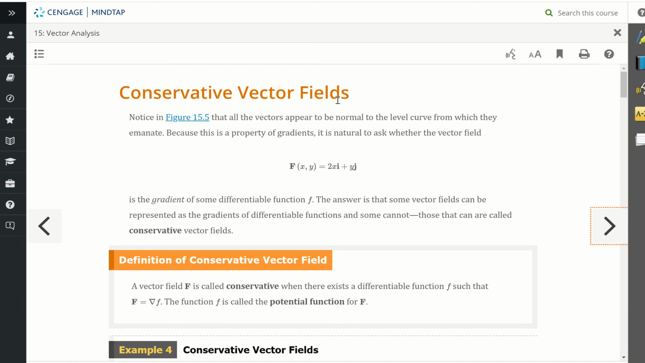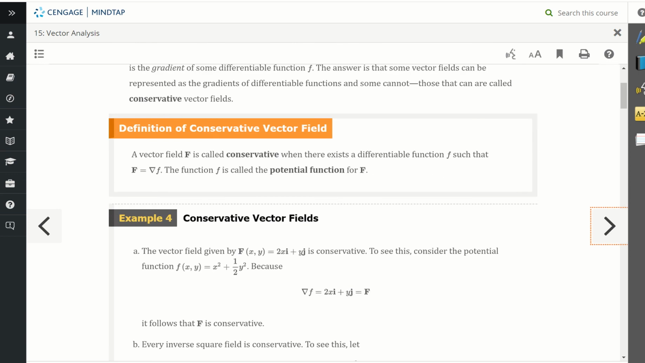Because we know that this is one of the properties that we studied when we came across gradients, it's natural to ask whether the vector field F of x comma y, which is equal to 2x i plus y j, is the gradient of some differentiable function. So is that always going to be the case? Well, not always, but for those that are, if you can find a vector field that's represented as the gradient of some differentiable function, we're going to refer to those as conservative vector fields.